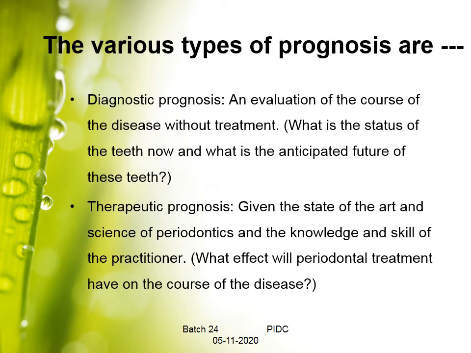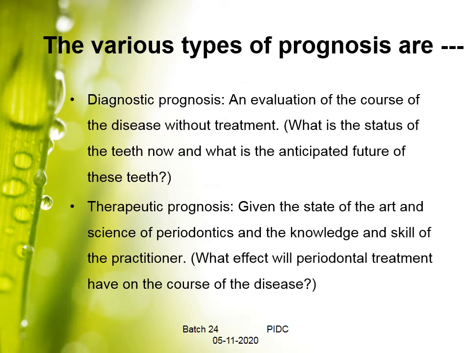There are various types of prognosis which are present according to the work we are doing. It could be a diagnostic prognosis. So, this is generally formulated when you are evaluating the course of the disease without the treatment. What is the status of the teeth now, and what could be the anticipated future of these teeth?